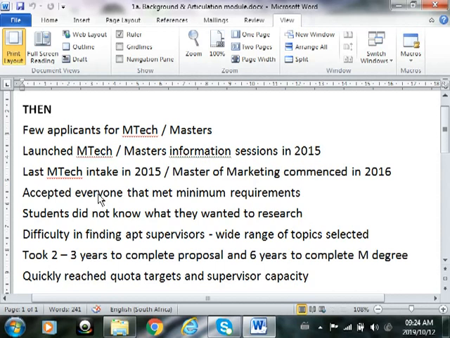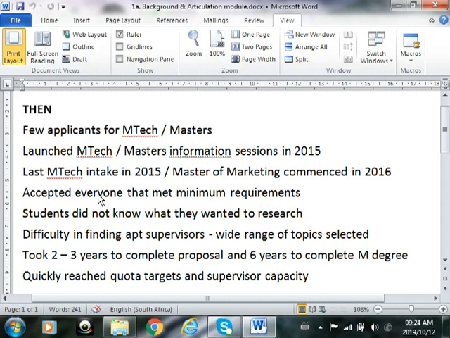However, the problem with just accepting everyone is that students did not know what they wanted to research. And we let them choose any topic in the field of marketing, anything they wanted to do. But this resulted in a few problems. We all have our specialist areas, the subjects that we lecture in, and we develop these special areas. But students selected topics that were in no one's specialist area.